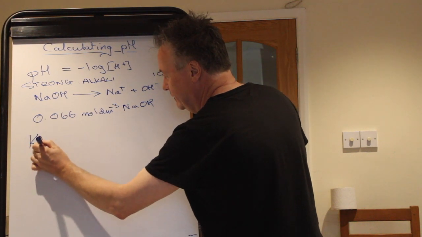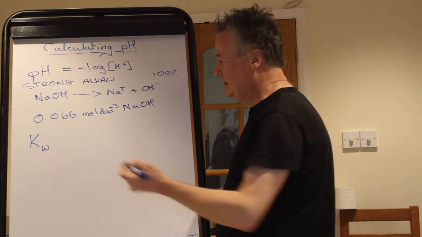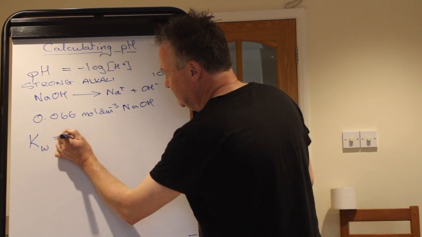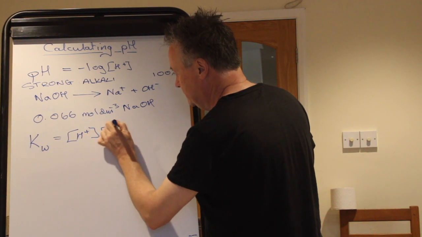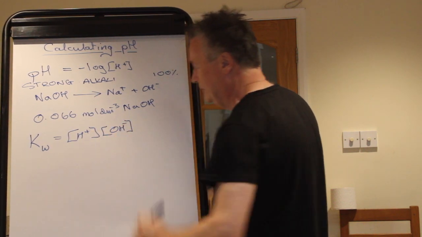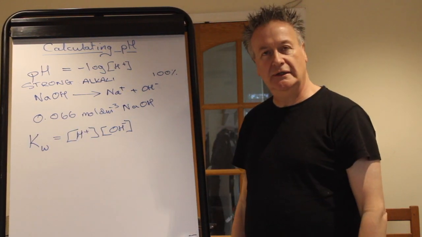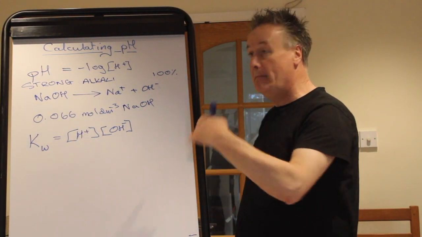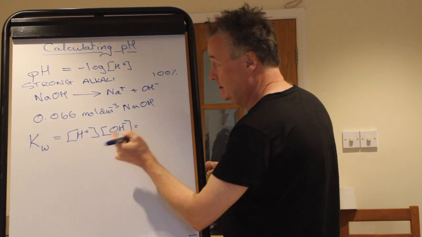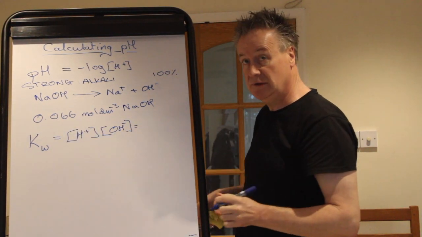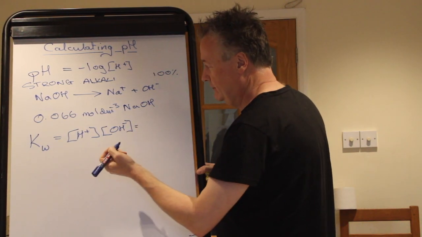and that is a thing called Kw. Kw is an equilibrium constant that represents itself in this calculation. Hydrogen ion concentration and hydroxide ion concentration multiplied together give you a value called Kw. It has the units of two concentration units, but it's temperature dependent as well.